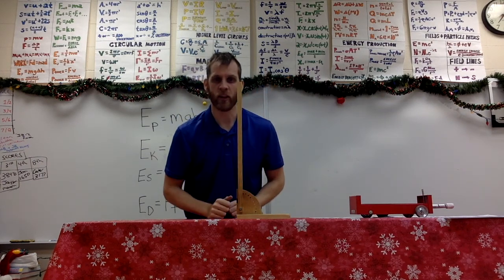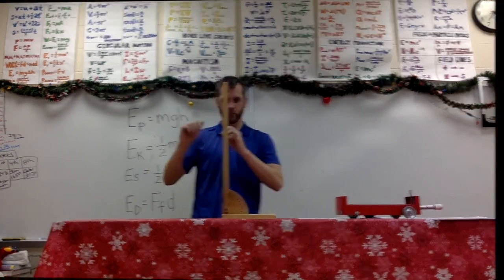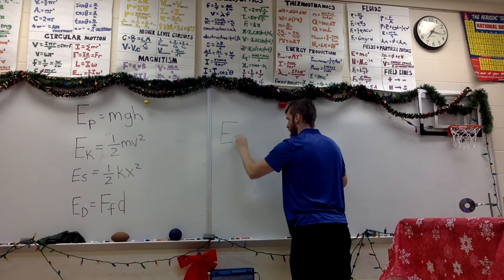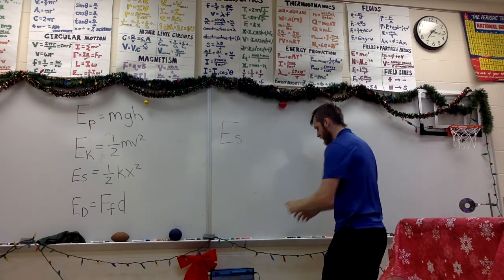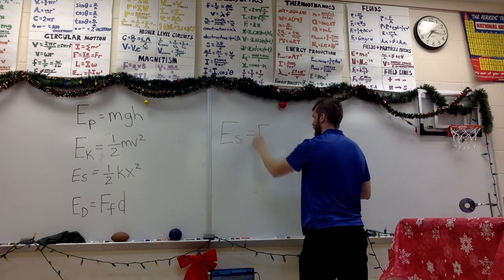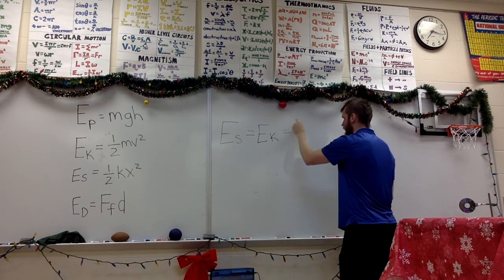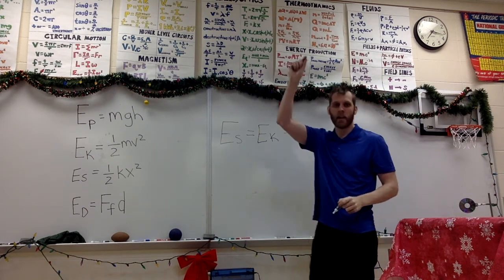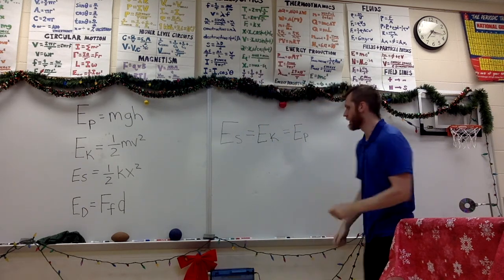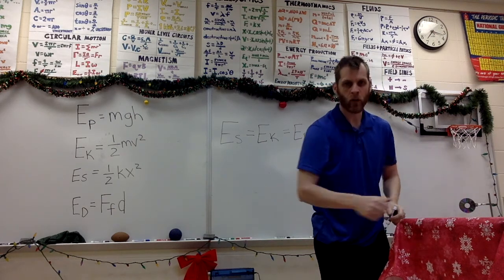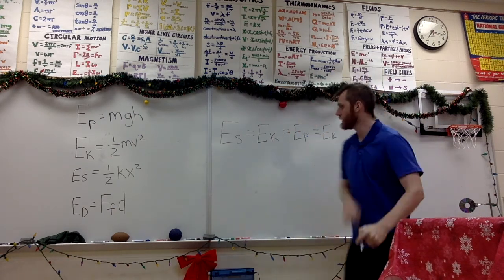So, to write a conservation of energy equation, it looks like this. It started with elastic energy, ES. Then it went to kinetic energy, EK. Then it went to potential energy, EP. Then when it fell back down, it had kinetic energy again, EK. And then when it eventually hit the table, all the energy got dissipated, ED.